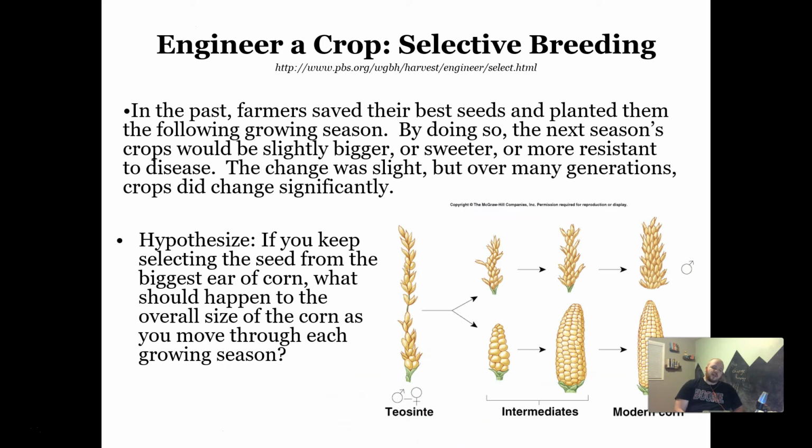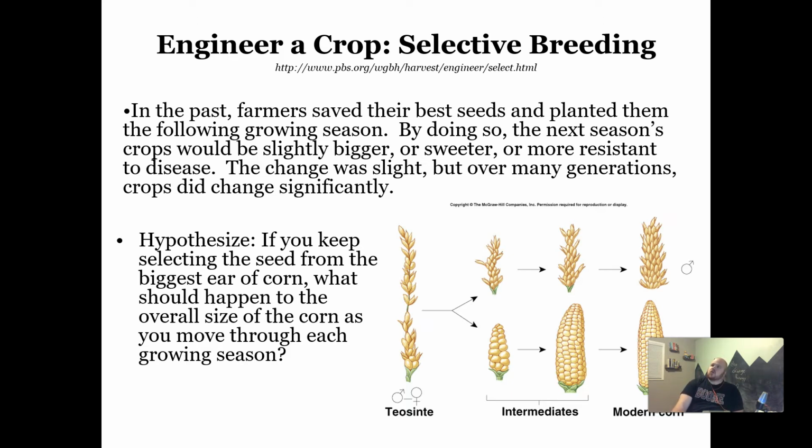So a great example of this is crops. Now, crops, namely the crops such as corn and various other ones like bananas, have been selectively bred. So in the past, farmers would usually save the best seeds and plant them for the following growing season. Basically they took their best crop, took the seeds from that crop and planted it. And doing so, the next season's crops will be slightly better, sweeter, whatever the trait they're looking for.